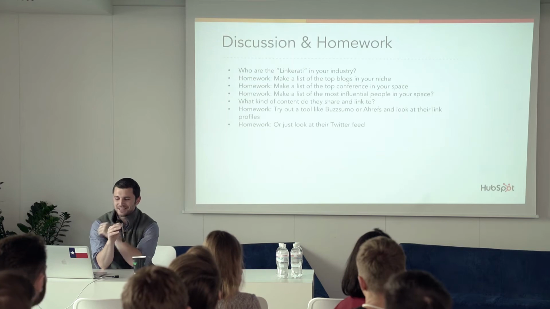Yeah, so make a list of the top blogs in your niche, just off the top of your head. What would you read if you were doing research for blog posts on your topic? The top conferences in your space, the most influential people in your space. And then the second piece is seeing what kind of content they share and link to. That basically gives you the answer as to what kind of content you should start creating. Do they care about listicles, in-depth research, all that stuff? And you can just look at their Twitter feed too.